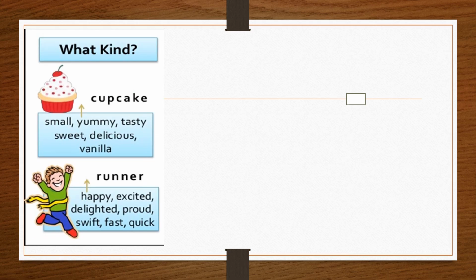For example, this is a cupcake. Now, what kind of cupcake? Small, yummy, tasty, sweet, delicious, or vanilla. These are the words that tell us about this cupcake. So these are adjectives. Now look at this runner. He is happy, excited, delighted, proud, swift, fast, quick. So all these words are describing him. All these words tell us how he is. So these are adjectives.